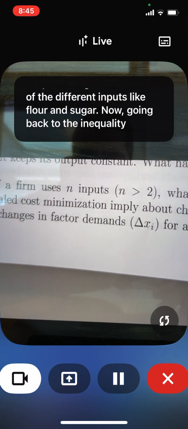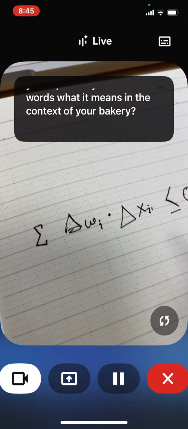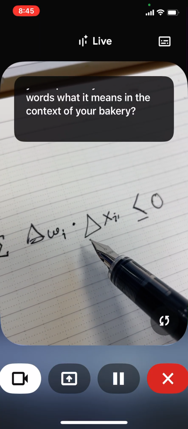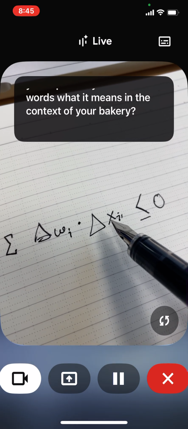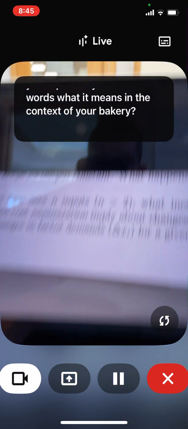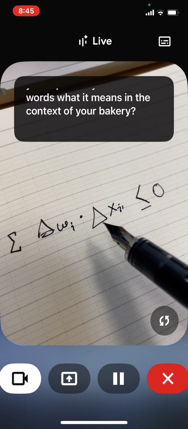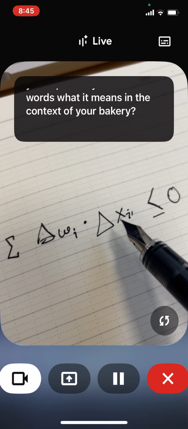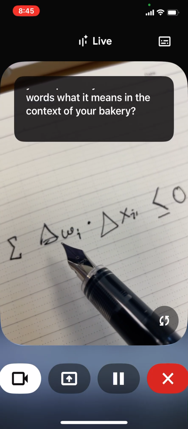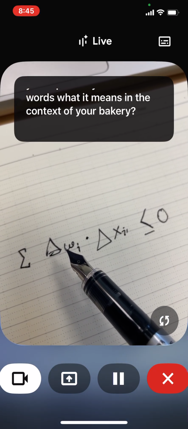Now, going back to the inequality, can you explain in your own words what it means in the context of your bakery? Yeah, so if this is the change in prices and this is the change in ratio of ingredients, when you multiply them, it'll give you some number for each input n. And as long as that's less than or equal to 0, then we're not changing the recipe too much, and the prices are not increasing, but rather hopefully decreasing over time, or staying the same at least.